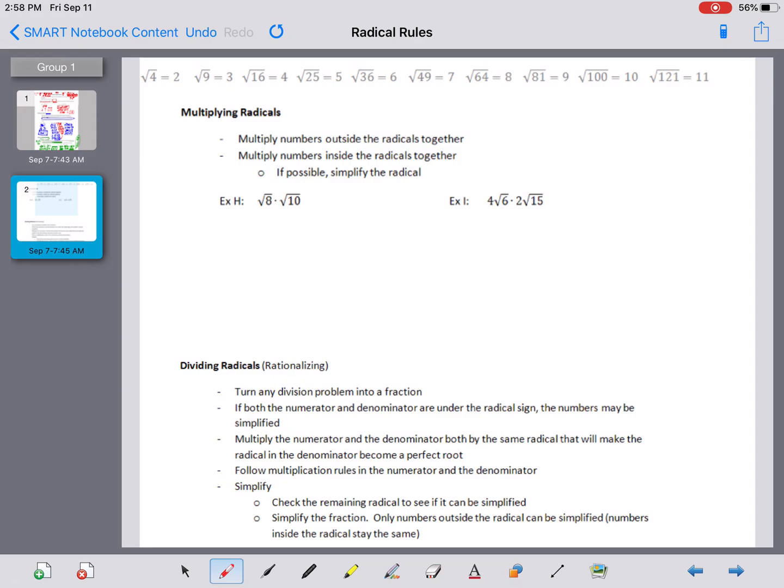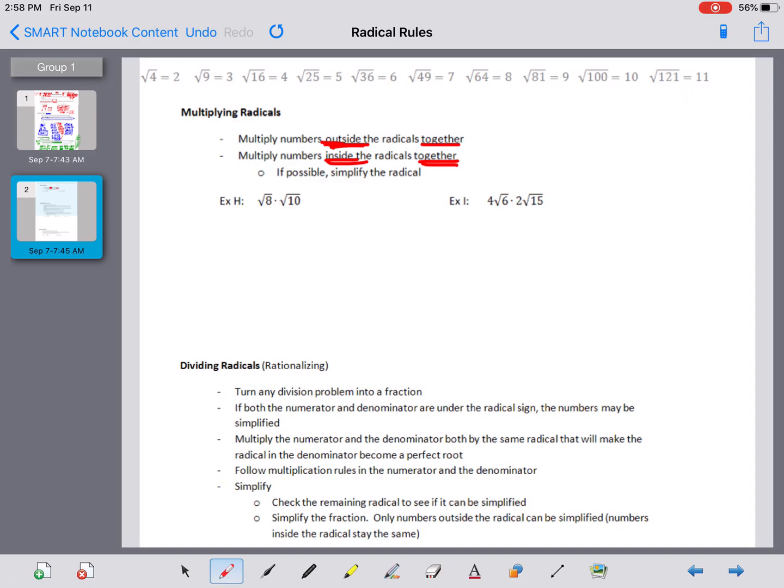The rule is make sure you multiply all the numbers outside together, and then make sure you multiply all the insides together. No outsides without insides and no insides with outsides. And then if possible, we simplify the radical. But we don't even care what they start with. You're allowed to multiply everything together.